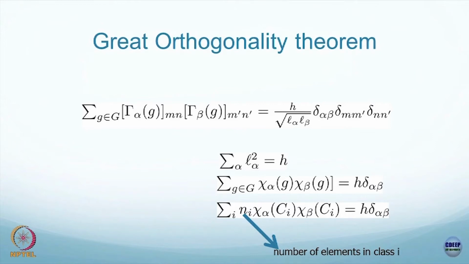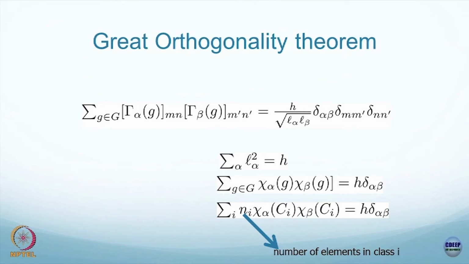it will satisfy this relation that it will be orthogonal. Alpha and beta, if they are not same, you get 0. If alpha and beta are same, you also require the same elements, m should be m prime, n should be n prime, and then you have a factor which is h divided by the dimensions of those irreps. L alpha is the dimension for the irrep alpha, L beta is the matrix dimension for irrep beta. Is this clear? So, this is something which I do not want you to memorize, you can put it in your formula sheet, everything you can put in the formula sheet, okay, you do not need to memorize.